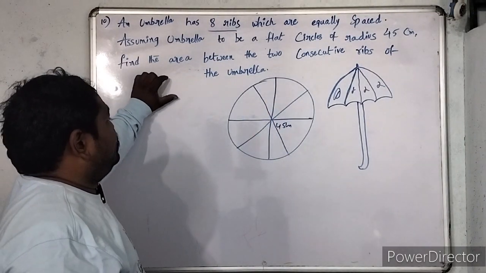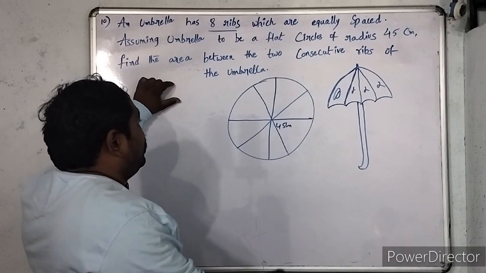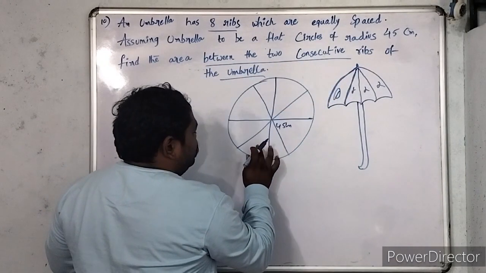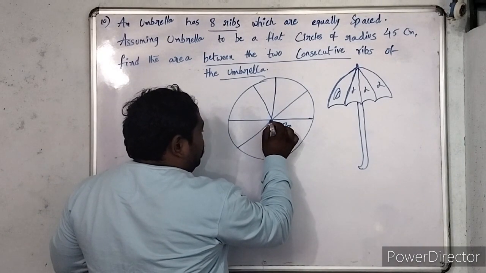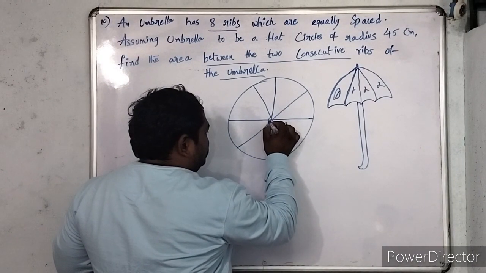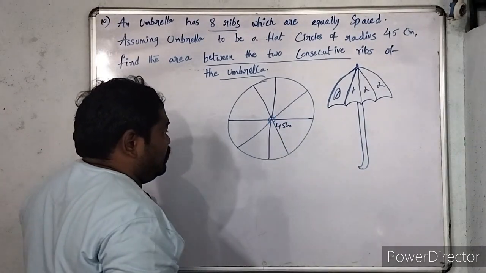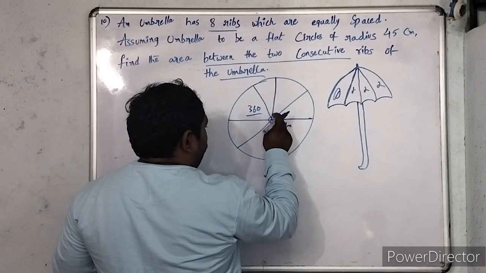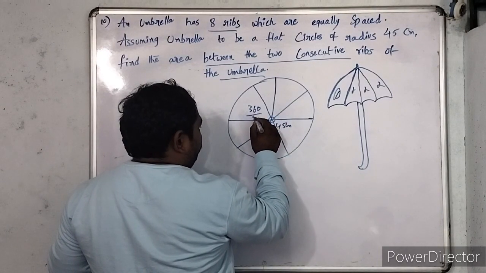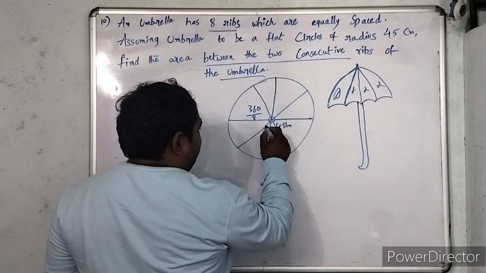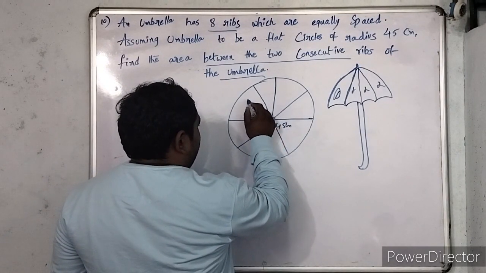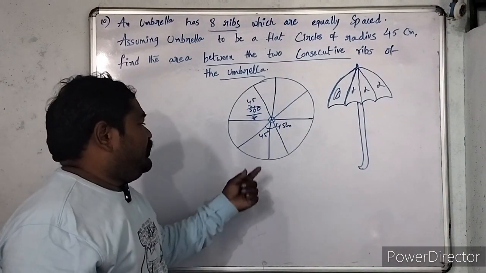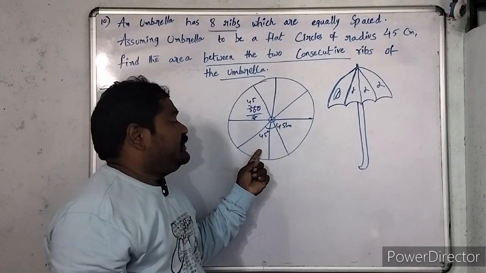Now, this umbrella has 8 ribs. We have to calculate the area between two consecutive ribs of the umbrella. In the circle at the center we have 360 degrees. This total 360 degrees is divided into 8 equal sectors. Therefore, the angle of each sector can be calculated by 360 divided by 8, which is 45. The angle of each sector is 45 degrees.